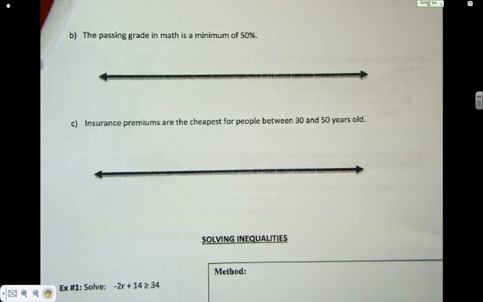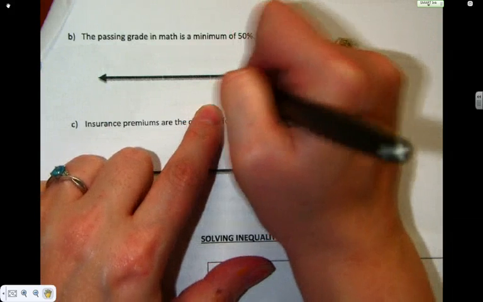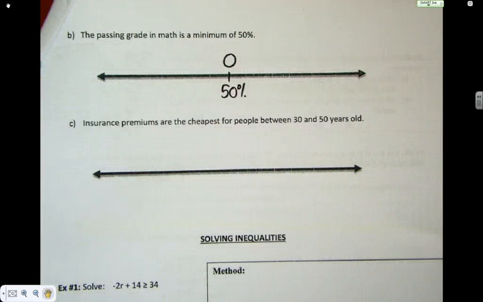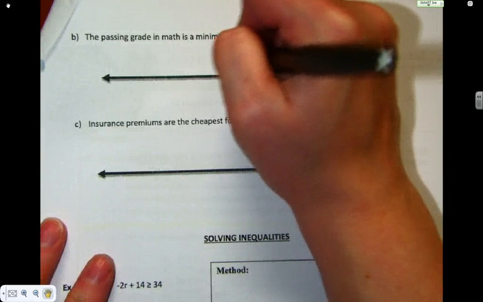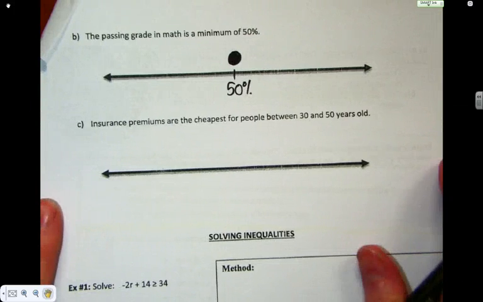Passing grade in math is a minimum of 50%. Let's show that graphically. I'm putting a tick. Don't care where it is. I put it somewhere in the middle. What number am I going to write under that tick? 50%. Open dot or closed dot? So is the passing grade, does it include 50? Yes. Does it include 49.9? Note that when it comes close to exam time, it does not include 49.9. No.